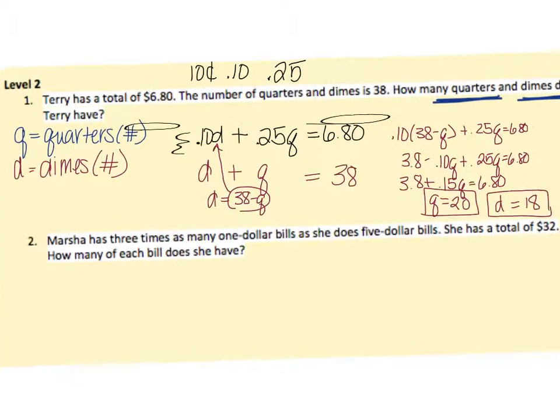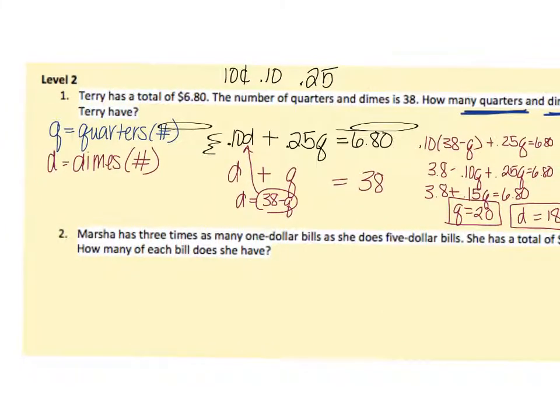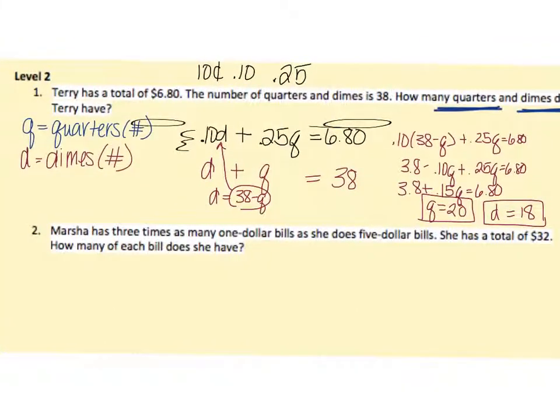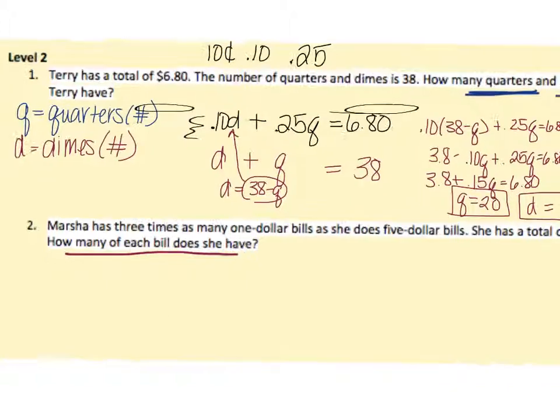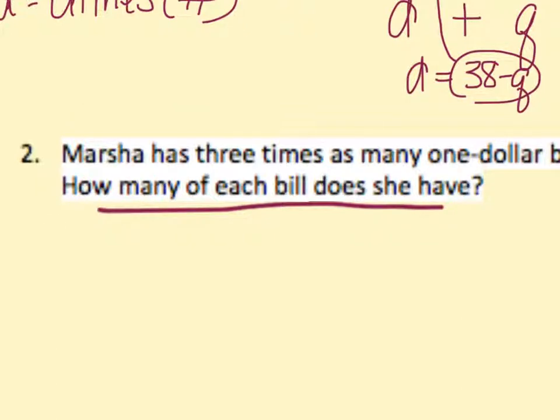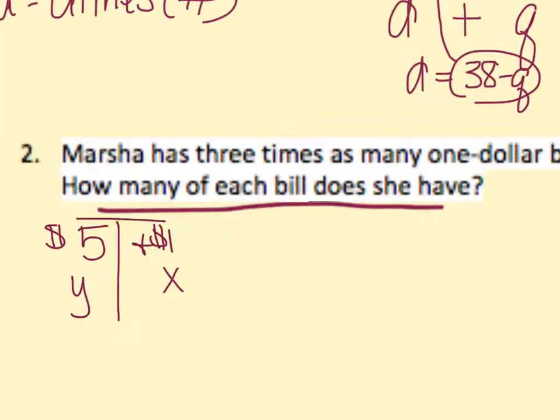It says Marcia has 3 times as many $1 bills as she does $5 bills. She has a total of $32. How many bills of each does she have? So again, let's talk about what the unknown is and assign some variables. The question asks how many of each bill she has, and the different types of bills are $5 bills and $1 bills. So I'm going to call the $1 bills X and the $5 bills Y. So we're just assigning some variables here.